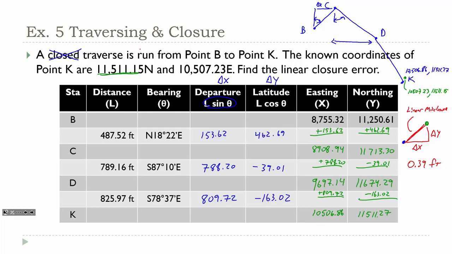Any questions about traversing? If it is a closed traverse, again, you can sum the departures and latitudes to calculate that linear misclosure. Also, whenever you go back through, you would be calculating the easting and the northing as your final step of the original point. You could also verify your error there.